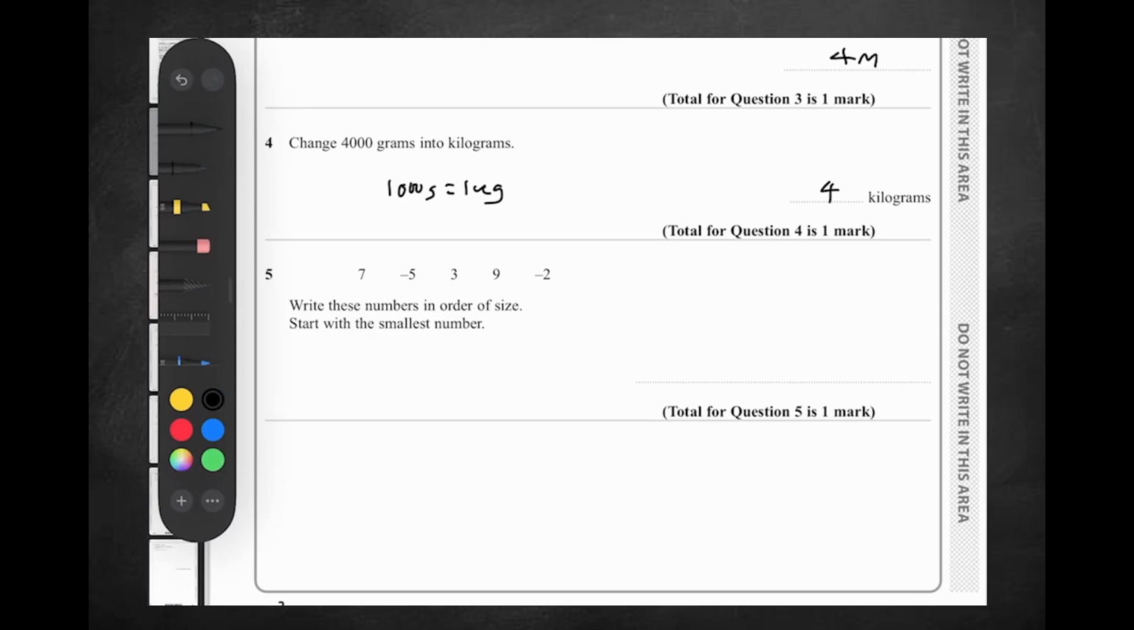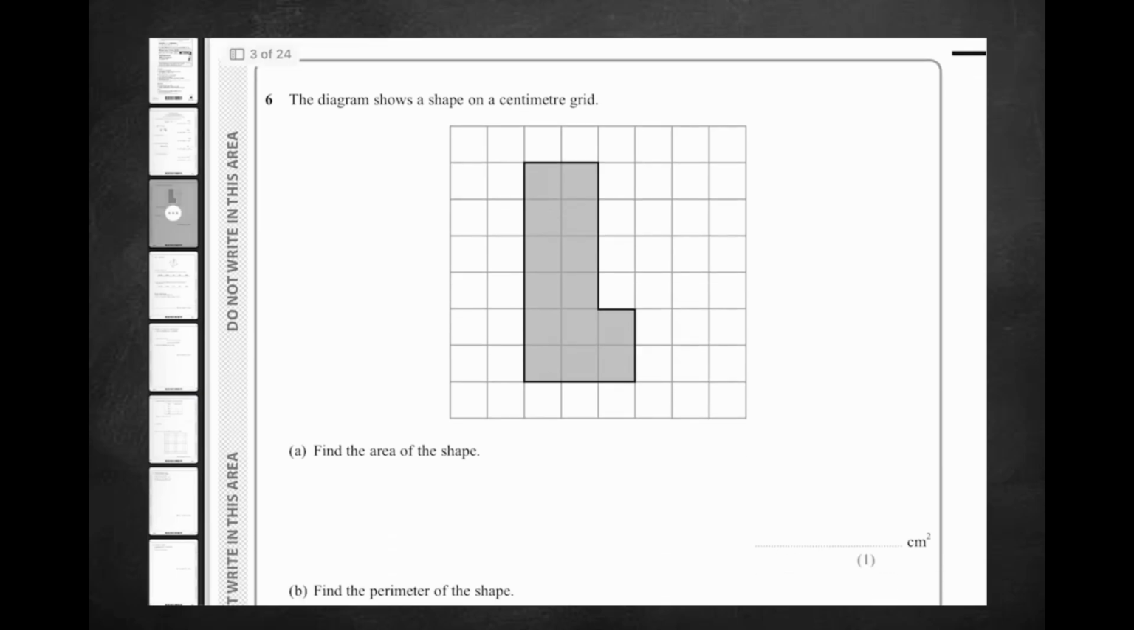And question 5, write these numbers in order of size. Start with the smallest, so we want the biggest negative number first, so that would be minus 5. Any more negative numbers? Minus 2. Then the smallest positive number would be 3, then 7, then 9.